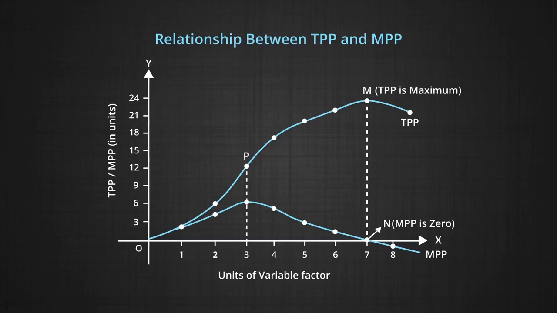When the TPP reaches its maximum, that is at the point M, the marginal physical product becomes 0, as shown in the point N, that is at the 5th unit of labor. Further employment of labor beyond the 5th unit, the TPP starts falling. So, after M, that is from the 6th unit of the variable factor onwards, the marginal physical product becomes negative.